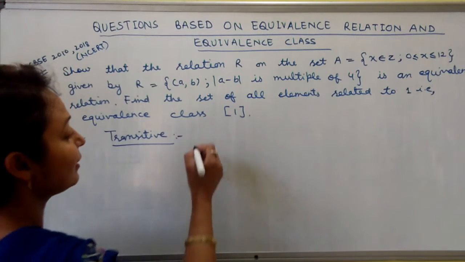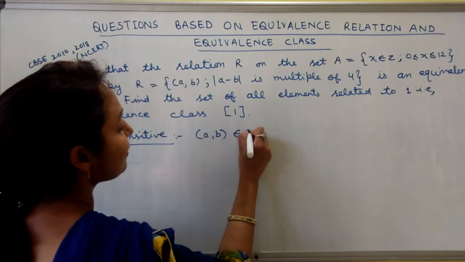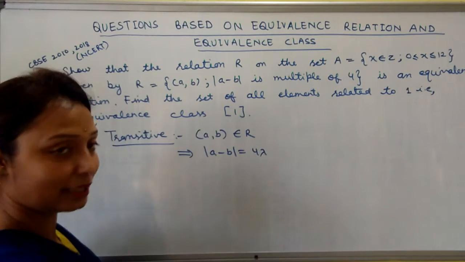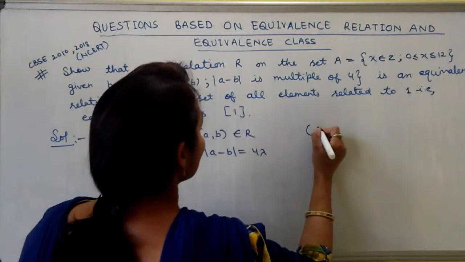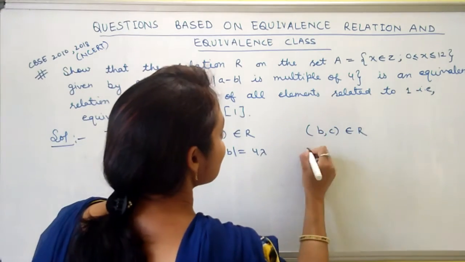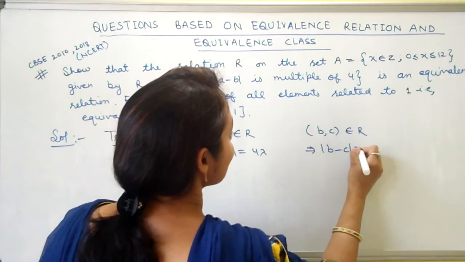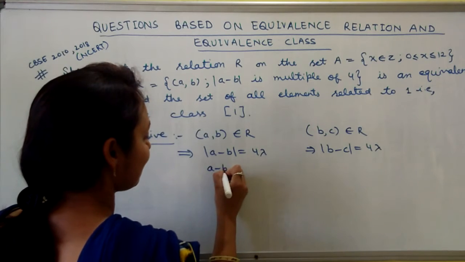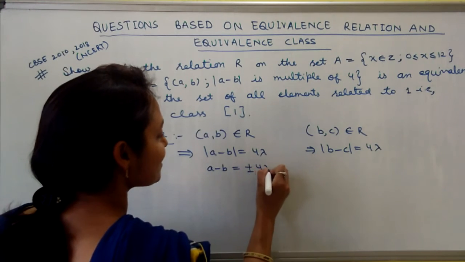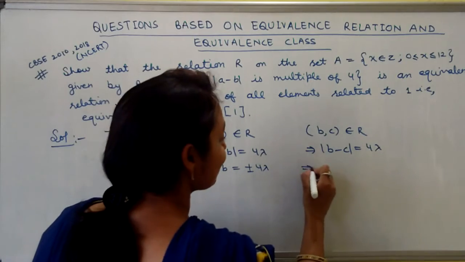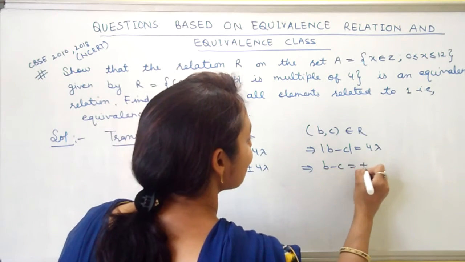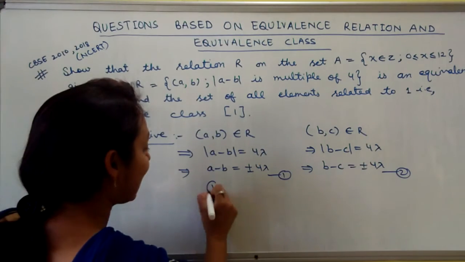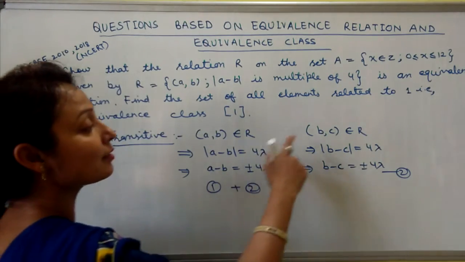For transitive, (a, b) belongs to R. That means |a minus b| is equal to 4 lambda, that is a multiple of 4. (b, c) belongs to R. This implies |b minus c| is 4 lambda. When we eliminate this modulus, it comes into plus minus 4 lambda, and when we eliminate this one, it will also come into plus minus 4 lambda. So this is equation 1, this is equation 2. We have to add 1 plus 2 to make the third result.